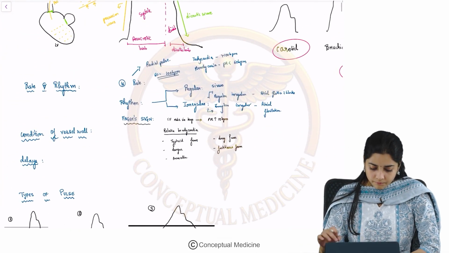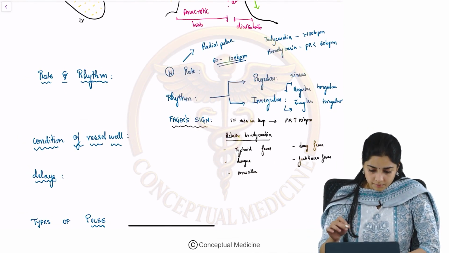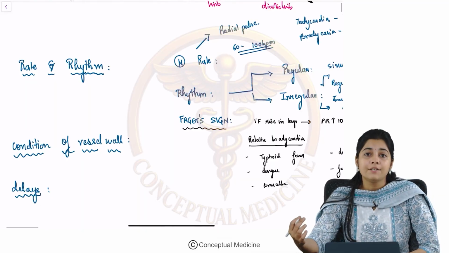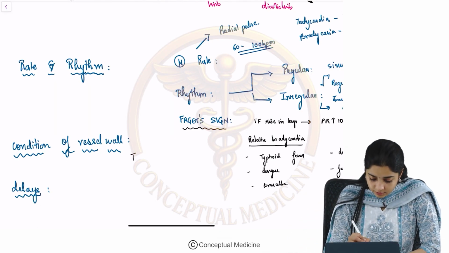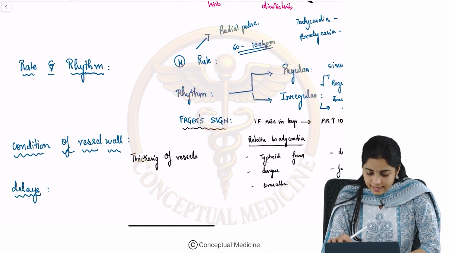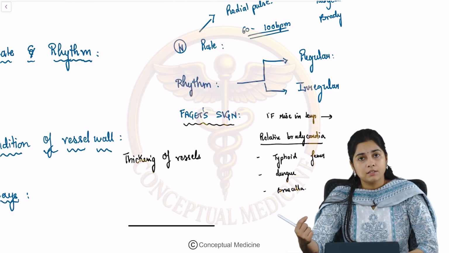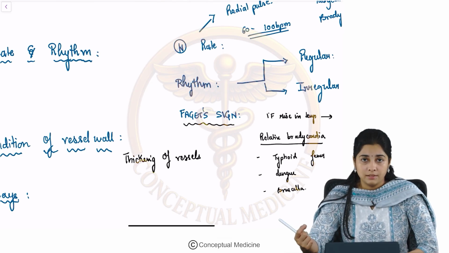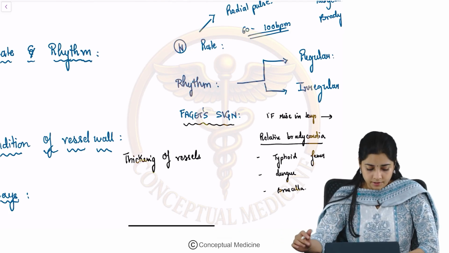Okay. So now we go on to the next aspect, which is nothing but the condition of the vessel wall. So how do you look for the condition of the vessel wall? Whenever you palpate the pulse, you look for thickening of the arteries, thickening of the vessels. Why? Because as we age, there can be some amount of thickening of the arteries. Apart from that, in individuals with atherosclerosis, there can be thickening of the vessels, and that is the reason why we have to look for the condition of the vessel wall.